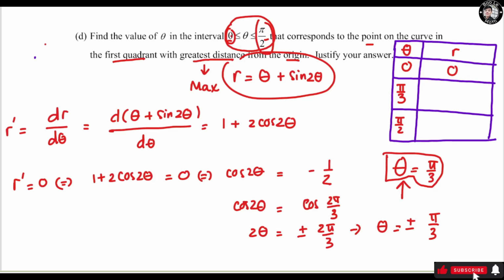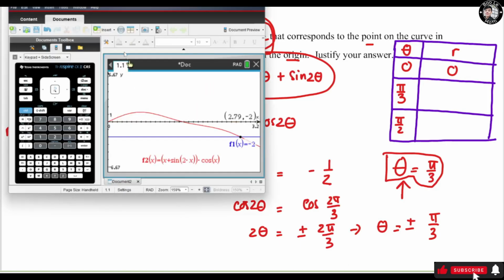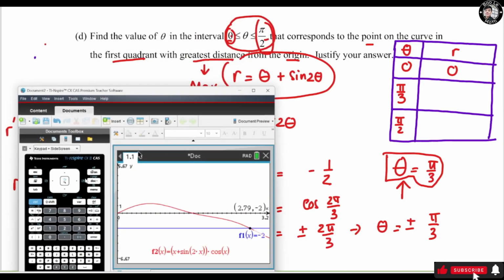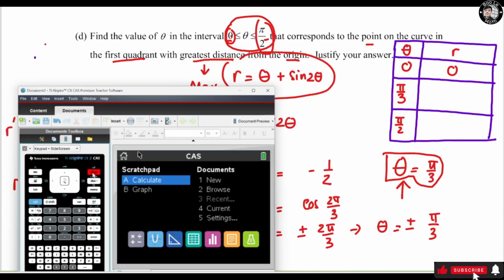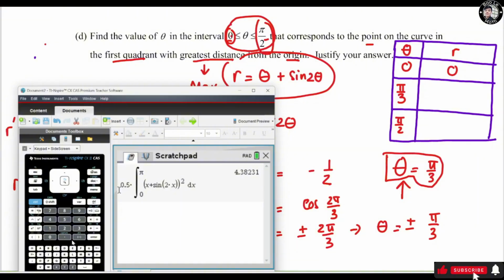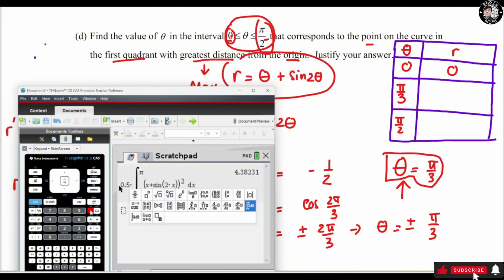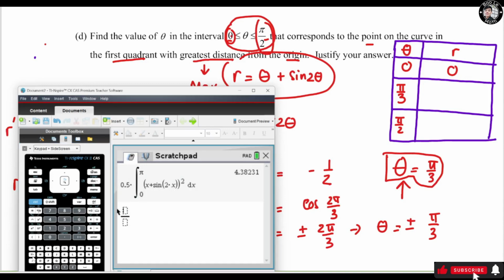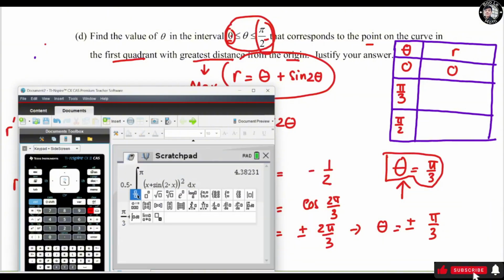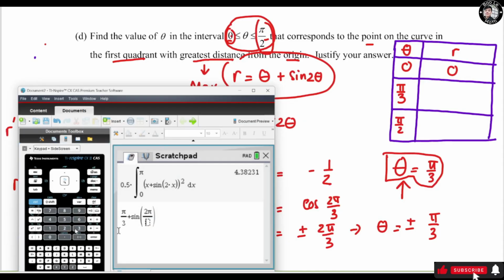So I'm going to bring up the calculator. You're going to go to calculator, right? So you're going to press home screen right here, go to calculate. Now it's going to be pi over 3. So you're going to press the fraction right here. Put pi over 3 plus sine of 2 pi over 3. And then press Ctrl Enter. It's going to give you the decimal number 1.913.